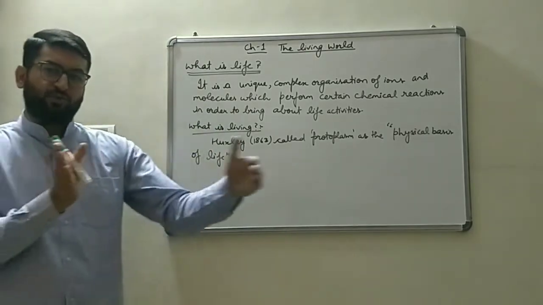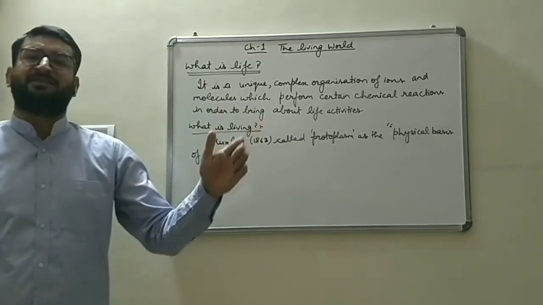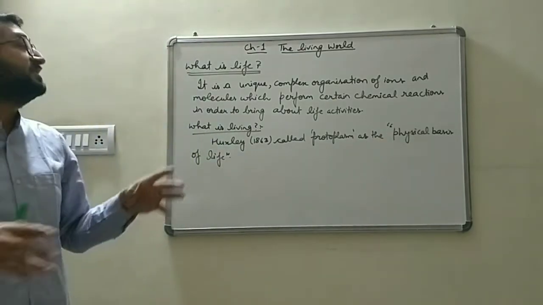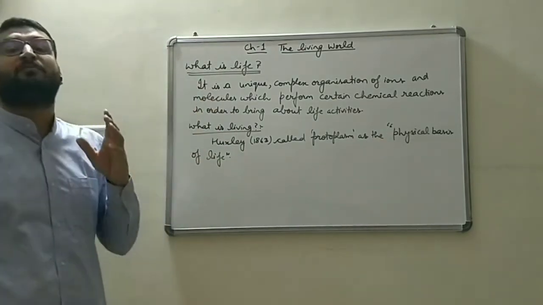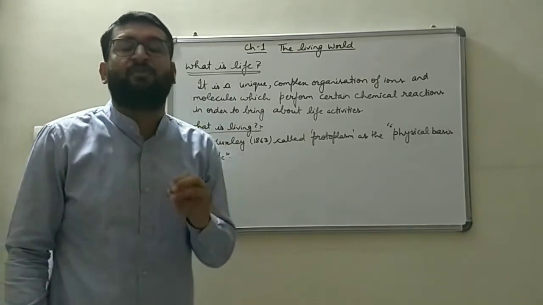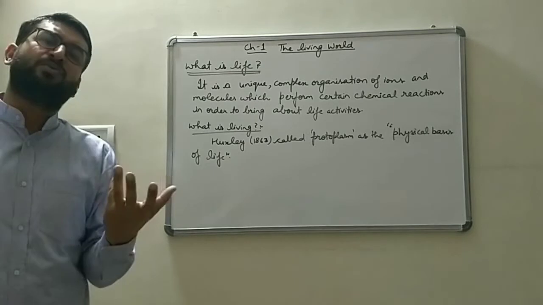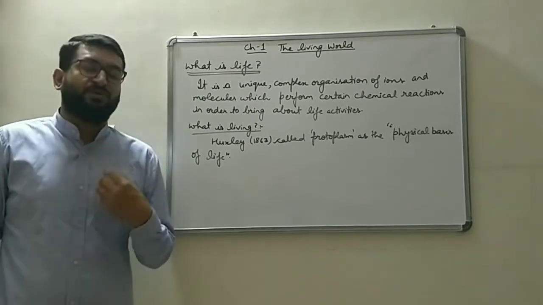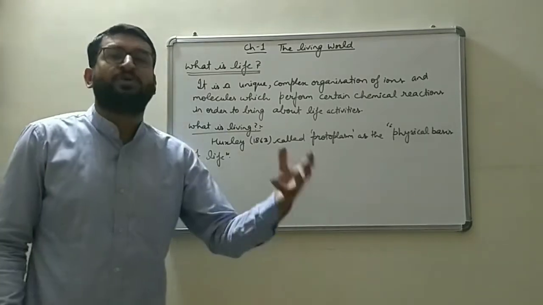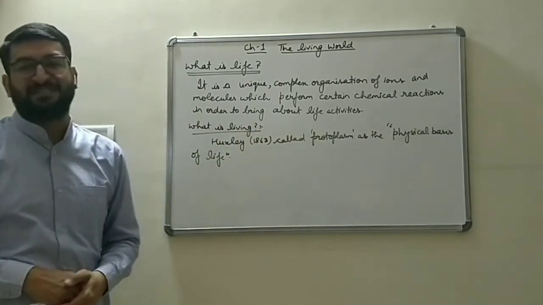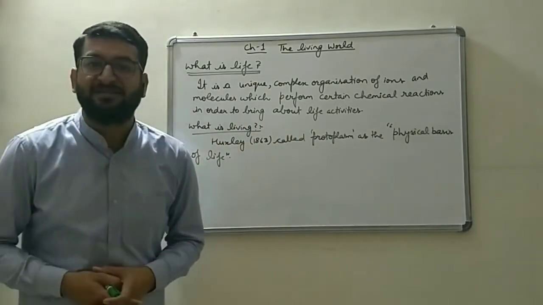So the two parts are there of a living organism. First non-living part and another one is living part. So basically what life is, it is a unique and complex organization of ions and molecules that perform certain chemical reactions to do these various life activities. That complex organization is known as life.